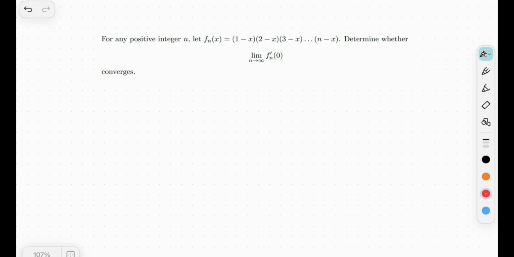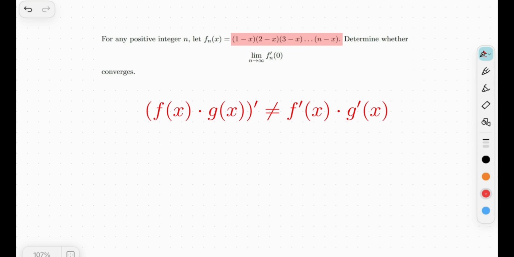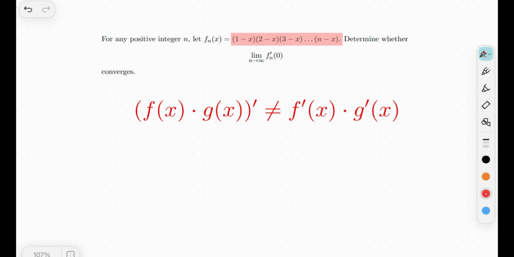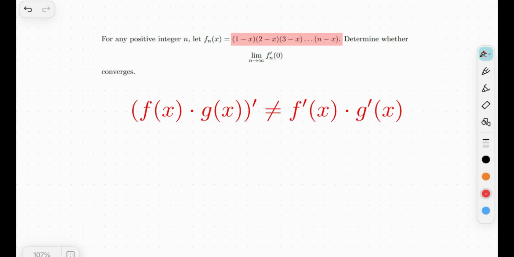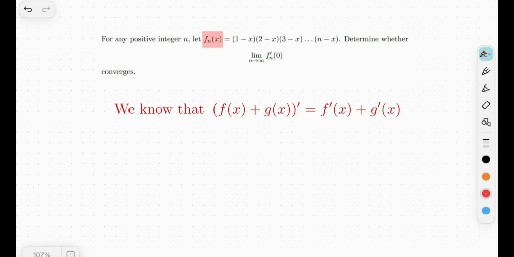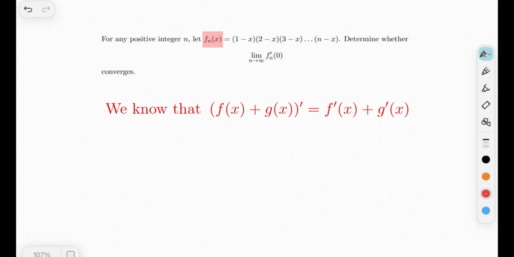Just think about it. The reason that this question is kind of annoying is because this is a product, and there's no such thing as a differentiation rule where you just take the derivative of each individual factor. That does not exist as a derivative rule, right? However, if we can somehow express this f sub n of x as a sum of different functions, then you can indeed differentiate term by term. That is a valid rule.